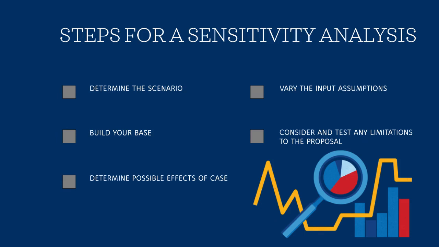Step 4 is varying the input assumptions. By varying the input assumptions, each analysis will show us the left and right limits for the possible effects of a business case or project. And lastly, step 5, we need to consider and test any limitations to the proposal. The firm may give limitations to either the input variables or the target variables. For example, the firm may say we need the internal rate of return to be 22% for us to invest in this project. Once you input that target variable, you just work backwards from there.